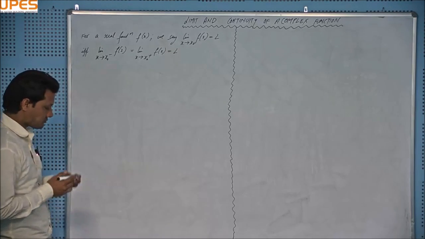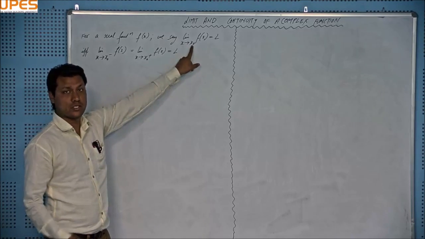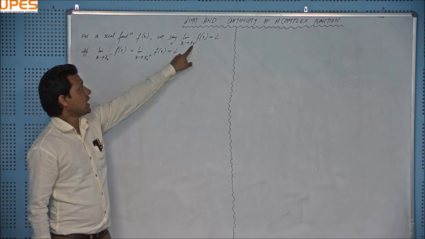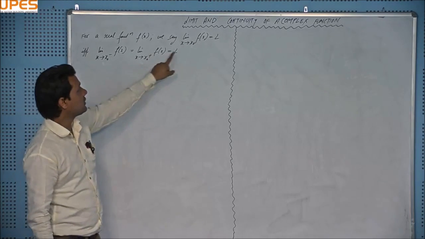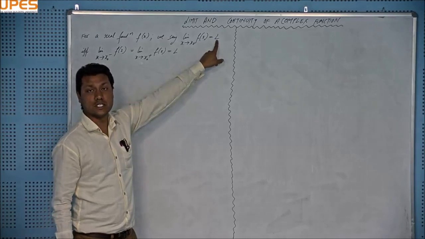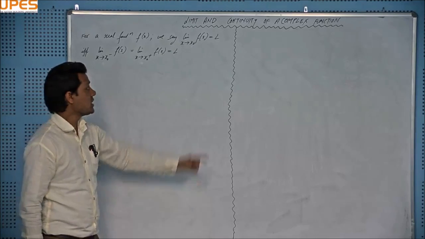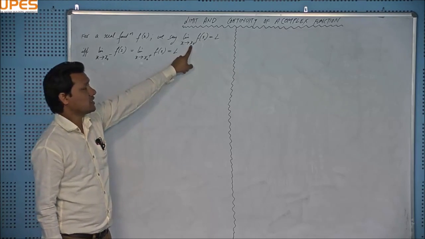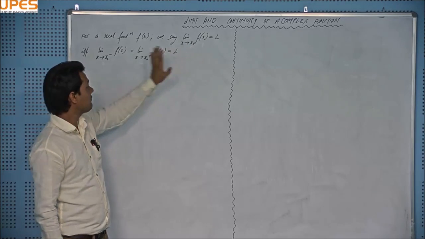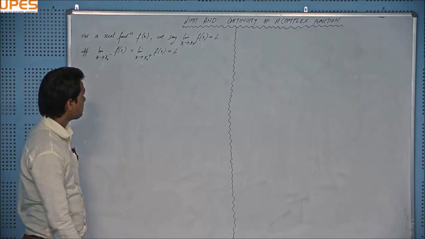It means that when you approach this point x naught on the real axis, either from the left hand side or from the right hand side, the value of the function approaches the number capital L, and this is called the limit of a function. Capital L is said to be the limit of function f(x) at the point x equal to x naught if the left hand side limit is equal to the right hand side limit.